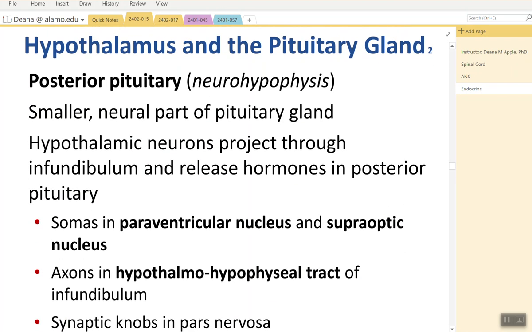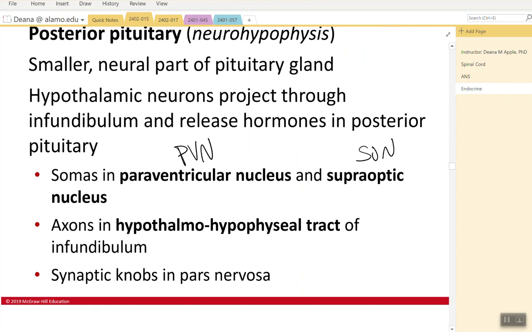So the posterior pituitary is the smaller part of the pituitary gland, and the hypothalamus projects through the infundibulum into the posterior pituitary, sending signals from two specific nuclei from the hypothalamus. The PVN, or paraventricular nucleus, and the supraoptic nucleus. The tract that projects via the infundibulum is the hypothalamo-hypophyseal tract.